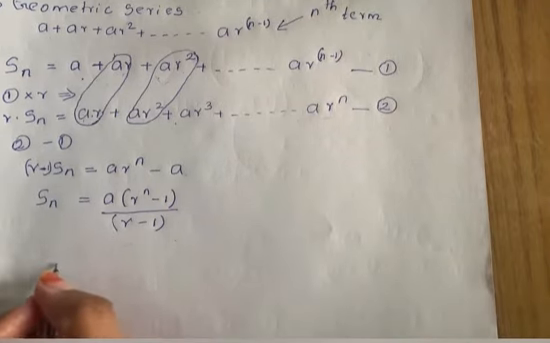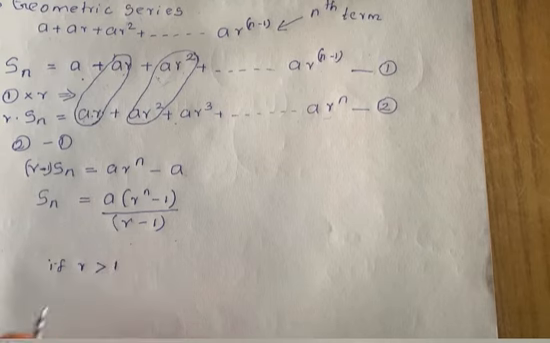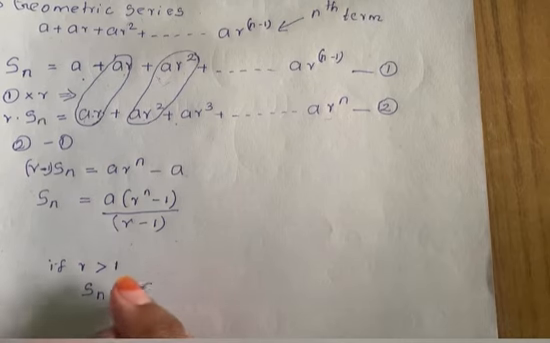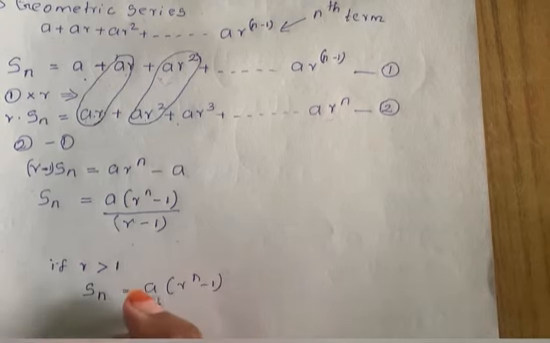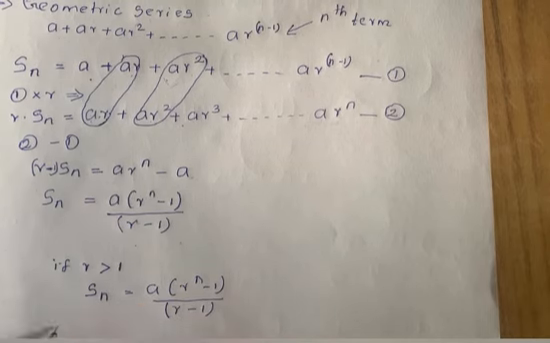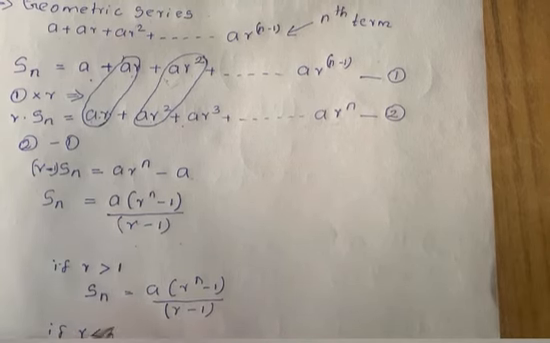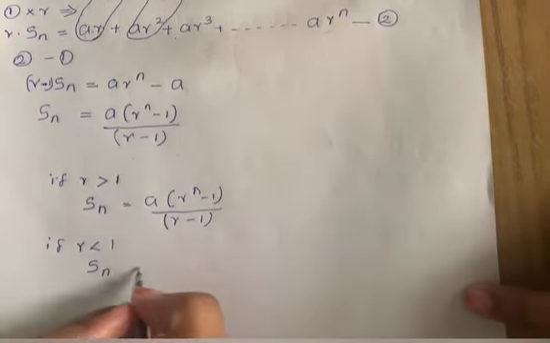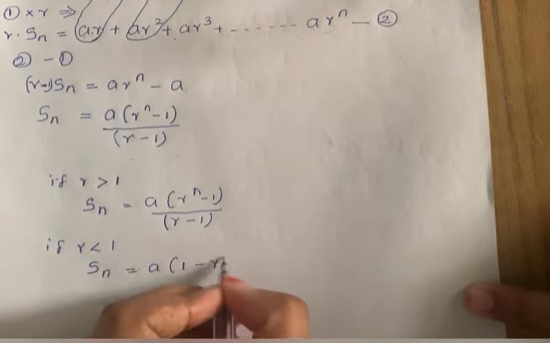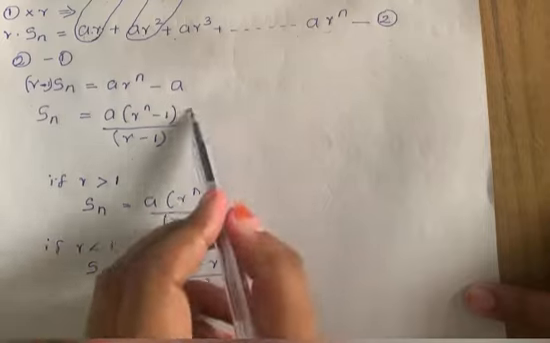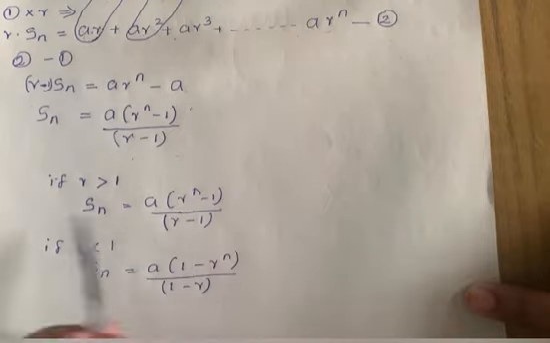So we can rearrange the equation like this: if r is greater than 1, Sn is equal to a into r to the power n minus 1 over r minus 1. If r is less than 1, Sn is equal to a into 1 minus r to the power n over 1 minus r. If you don't consider that distinction, you will get the same answer.